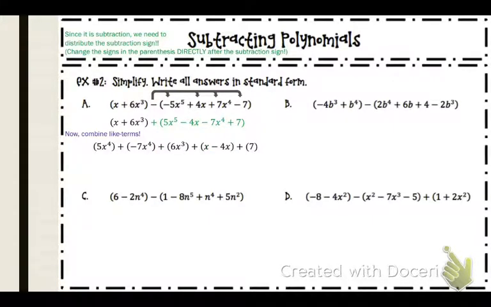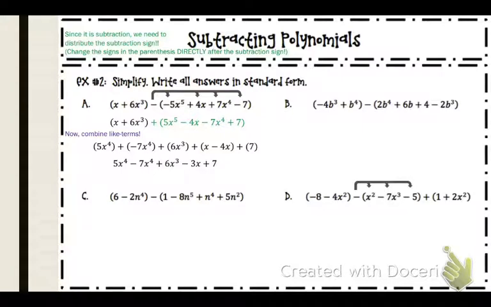So the 5x to the 5th is by itself. The 7x to the 4th is by itself. 6x cubed is by itself. And you have x minus 4x and plus 7. And so you end up with 5x to the 5th minus 7x to the 4th plus 6x cubed minus 3x plus 7. You're all done. Okay, let's do example D.